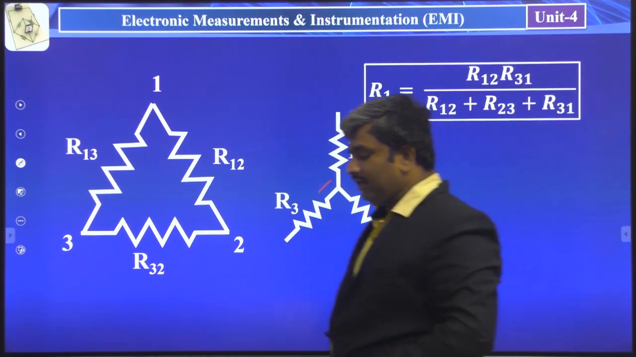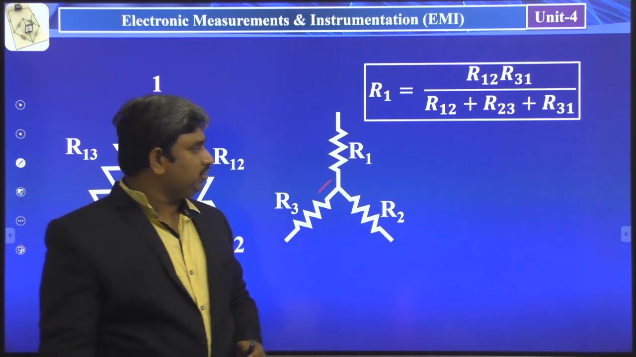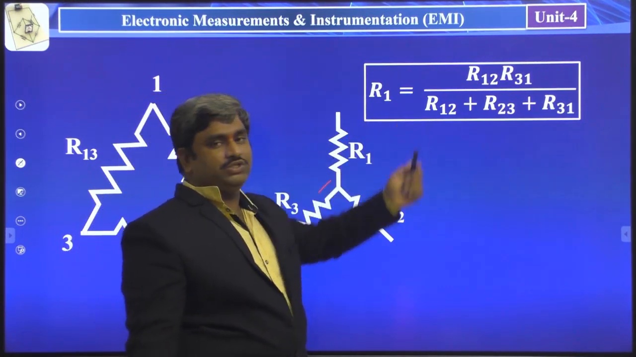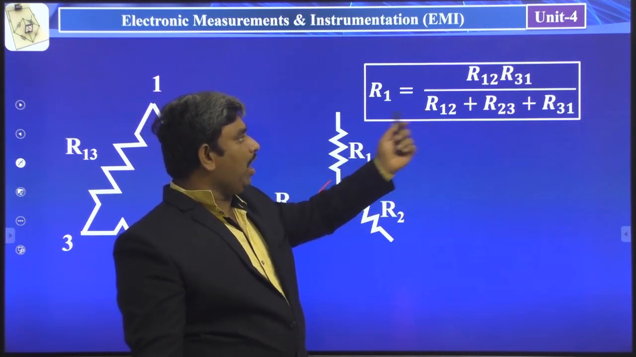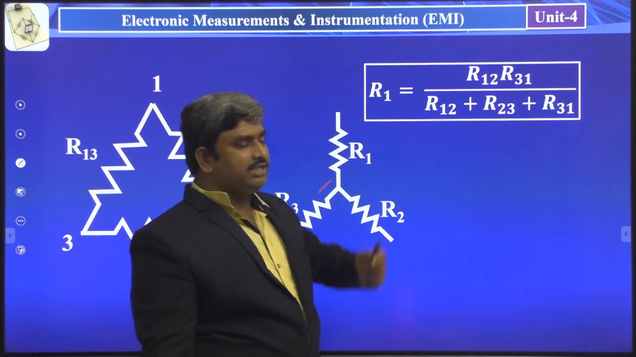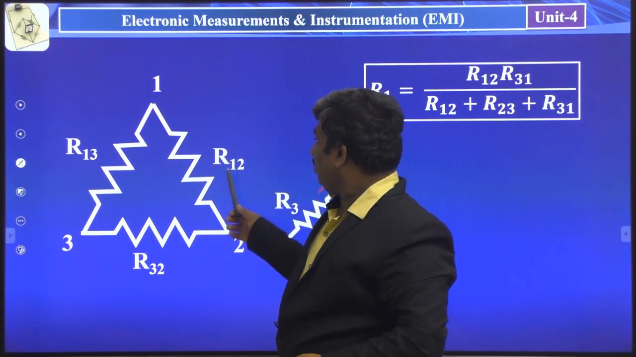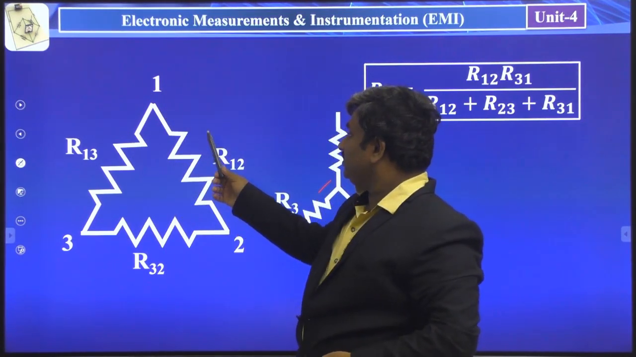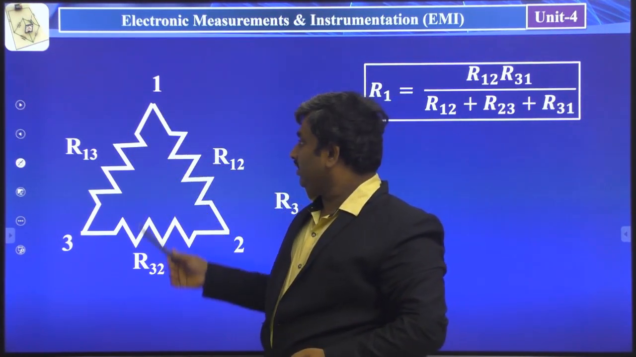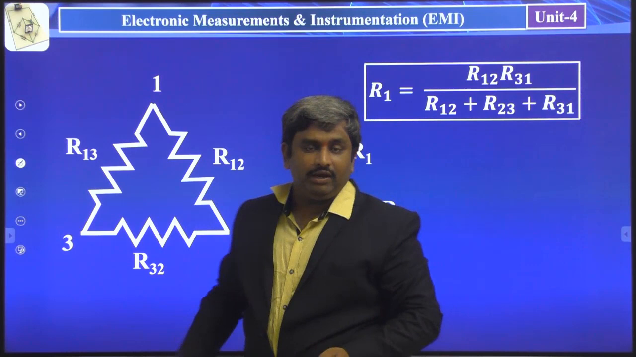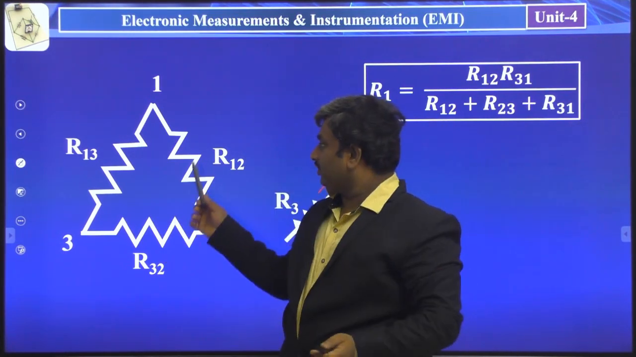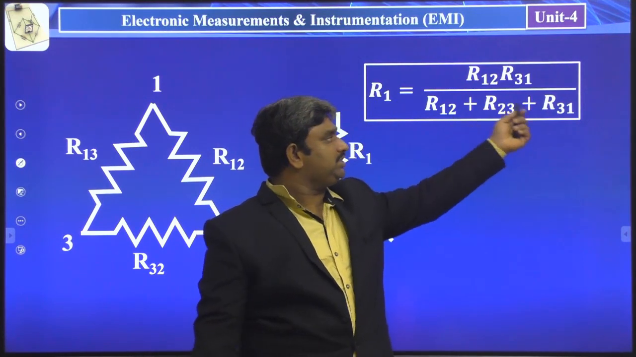Right? So finally, from this delta to star connection, the R1 we are defining from the network theory subject. R1 is equal to R12 R31 by R12 plus R23 plus R31. That is, whatever the component here, in between these two terminals, I am representing the resistor. For that, I have taken in the denominator all the resistance summation value. There are a total of 3 resistors available. 3 resistors I have represented.